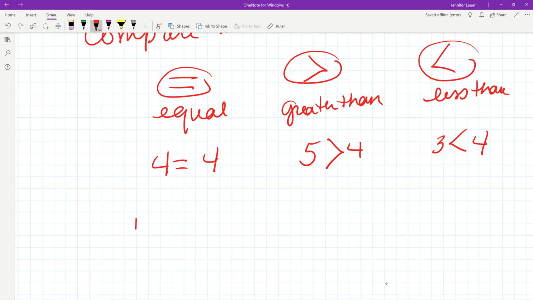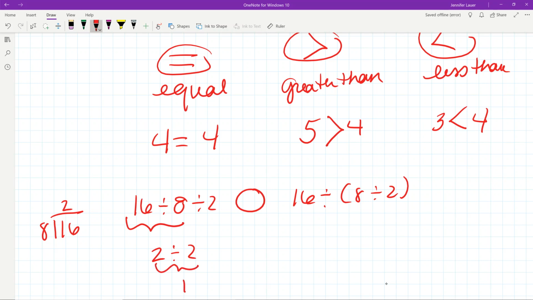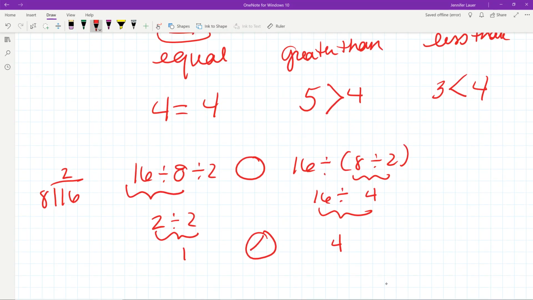Let's compare 16 divided by 8 divided by 2 with 16 divided by 8 divided by 2. So here, if I said 16 divided by 8, I would get 2, and then 2 divided by 2 is 1. Now here you're going to have to use your order of operations. So I'm going to say 8 divided by 2 is 4, and then 16 divided by 4 is 4. So now we're comparing 1 and 4, and I can see that 1 is less than 4.